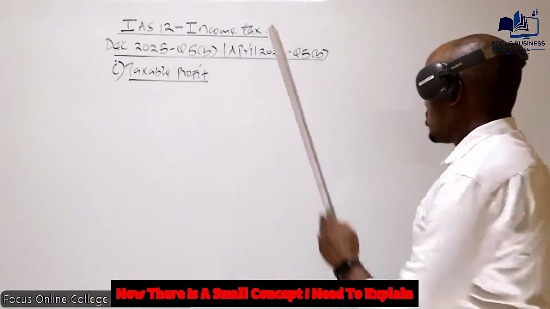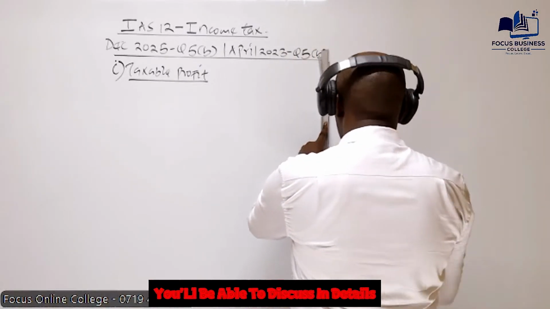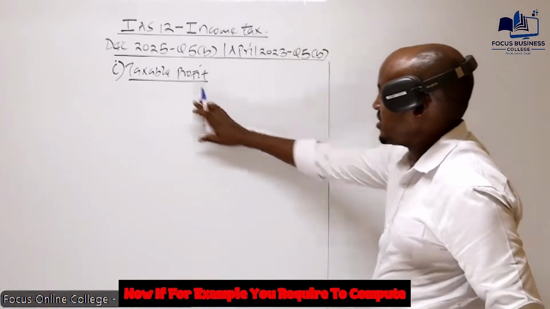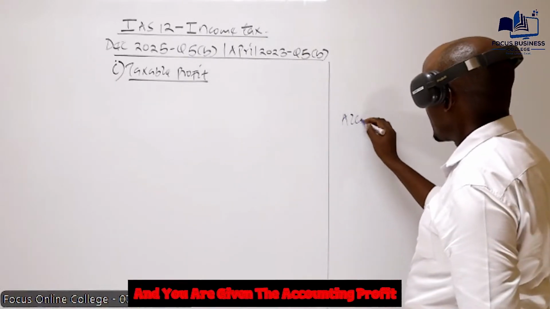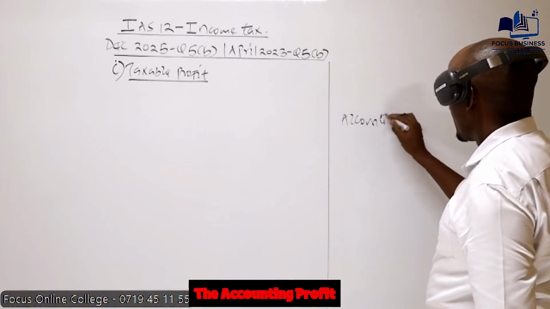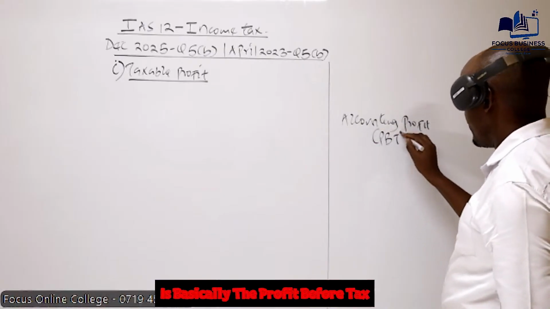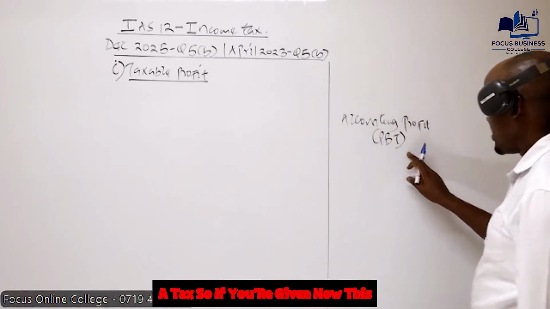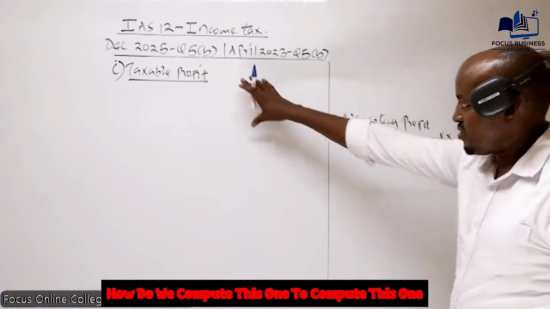Now, there is a small concept I need to explain here, though these are concepts you will discuss in detail in taxation. If you are required to compute the taxable profit of the company, and you are given the accounting profit, remember we said the accounting profit is basically the profit before tax. That's why I'm saying the profit you have there should be the profit before tax. So if you are given this accounting profit, how do we compute the taxable profit?